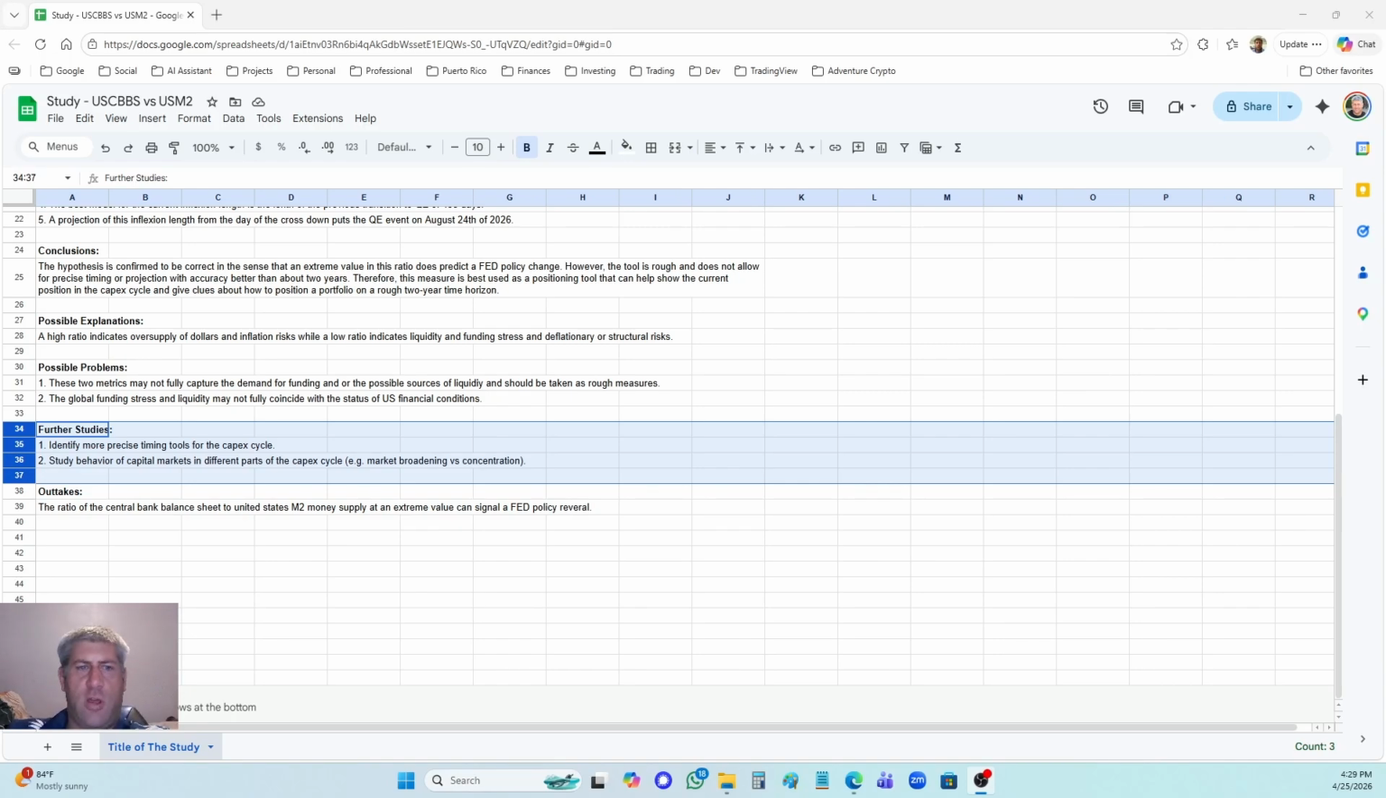1. Identify more precise timing tools for the capex cycle. 2. Study behavior of capital markets in different parts of the capex cycle, e.g., market broadening versus concentration. The main takeaway from this study is that if the ratio of the United States central bank balance sheet to US M2 reaches an extreme value, it can signal a Fed policy change is coming within a 2-year period.